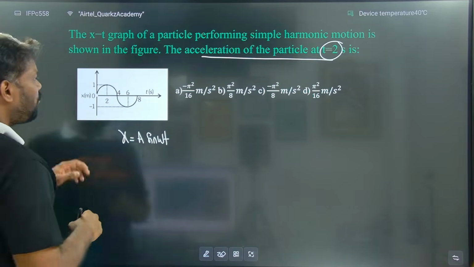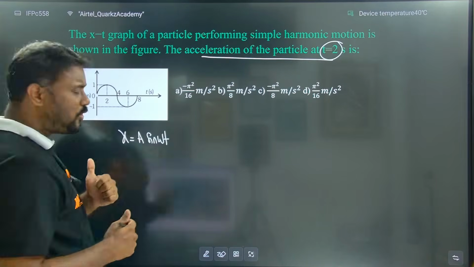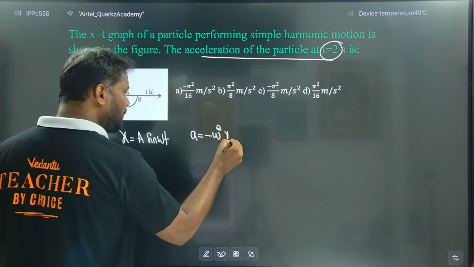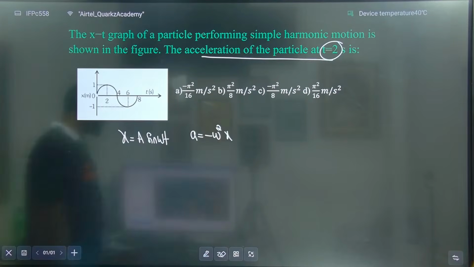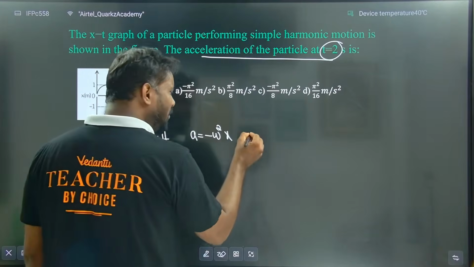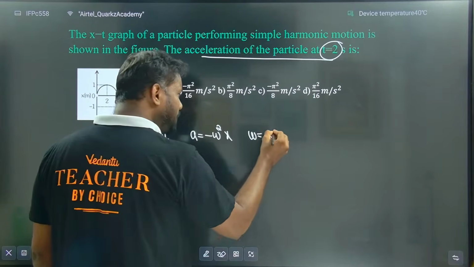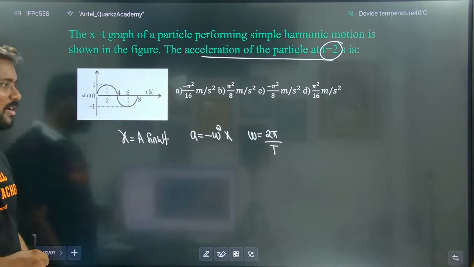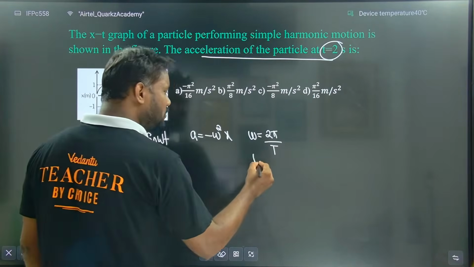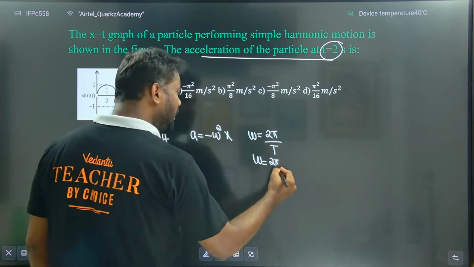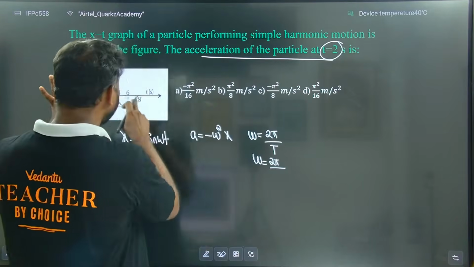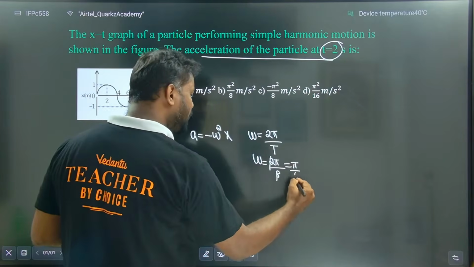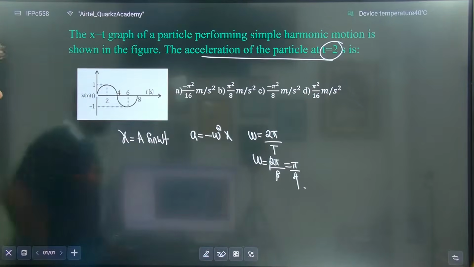So now we can calculate this. Already we know a oda value eppadi calculate pannalaam? a is equal to minus omega square x. Ippo omega eppadi calculate pannalaam? Omega is equal to 2 pi by T. So can we calculate the time period for one oscillation? What is the time period of one oscillation? 2 pi divided by T oda value ennathu? So total time period is 8 seconds. If we cancel this, pi divided by 4. So omega is pi divided by 4.